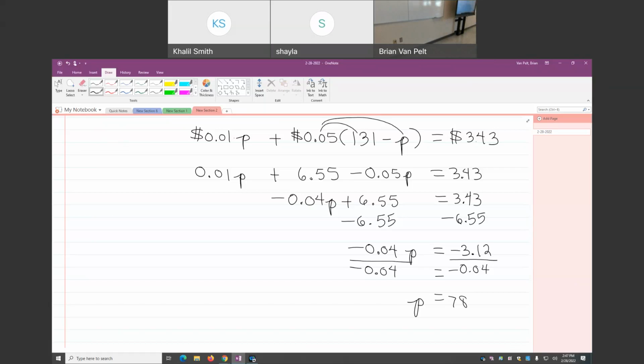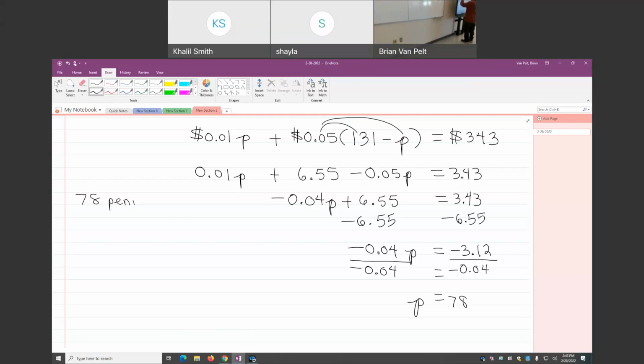All right, so 78. So what's the answer to this problem then? Remember, what did the question ask before all this started? It's a good time to reread it to see what they're actually asking you to find out. They wanted to know how many pennies and how many nickels there were. We've got the number of pennies. That's why using the letter P was a good idea. I got 78 pennies.